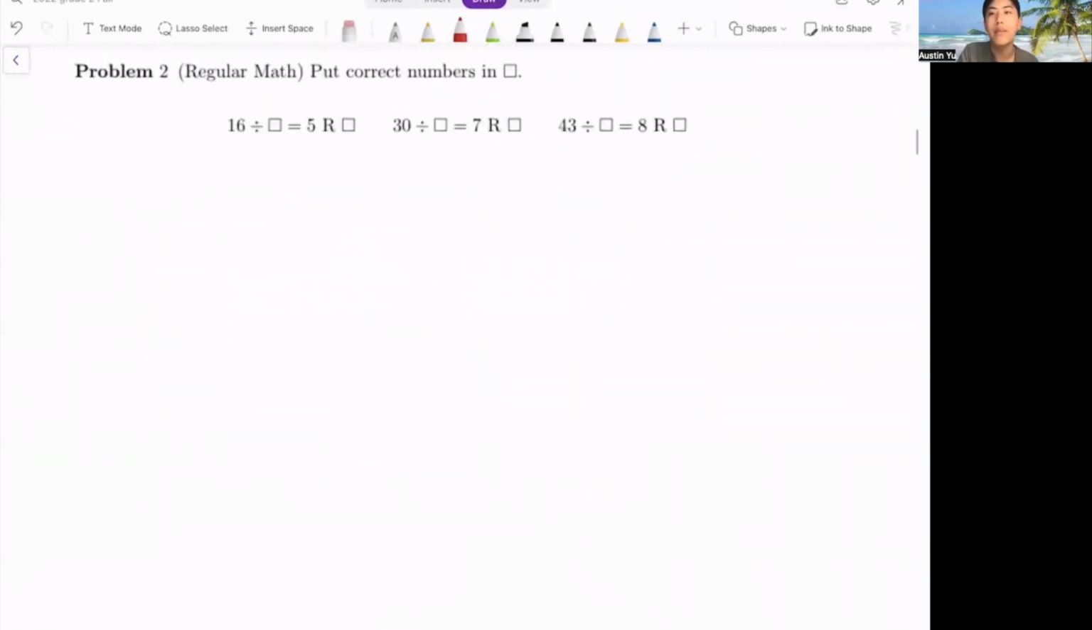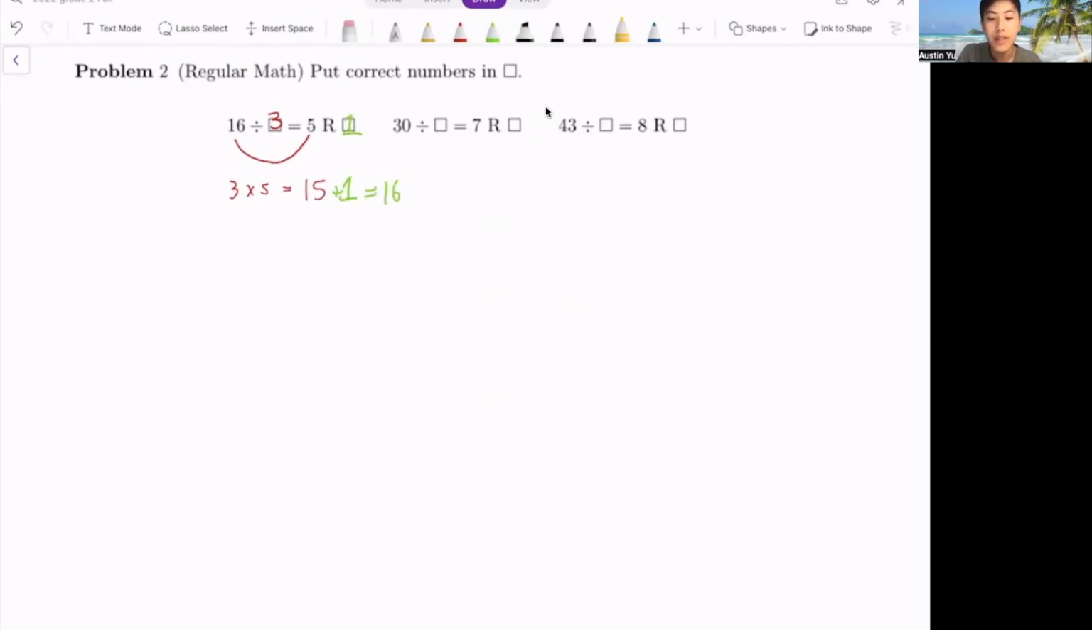Problem 2. Again, put correct numbers in the blank. 16 divided by something equals 5 and remainder something, which is a blank. How many times can 5 go into 16 without going over? Well, we quickly see here that 3 times 5 equals 15, and that's very close to 16 without going over. So therefore, we know that the answer is 3 for the first blank. And then if the closest we can get is 15, it's 15 plus 1 equals 16. So the remainder is 1.